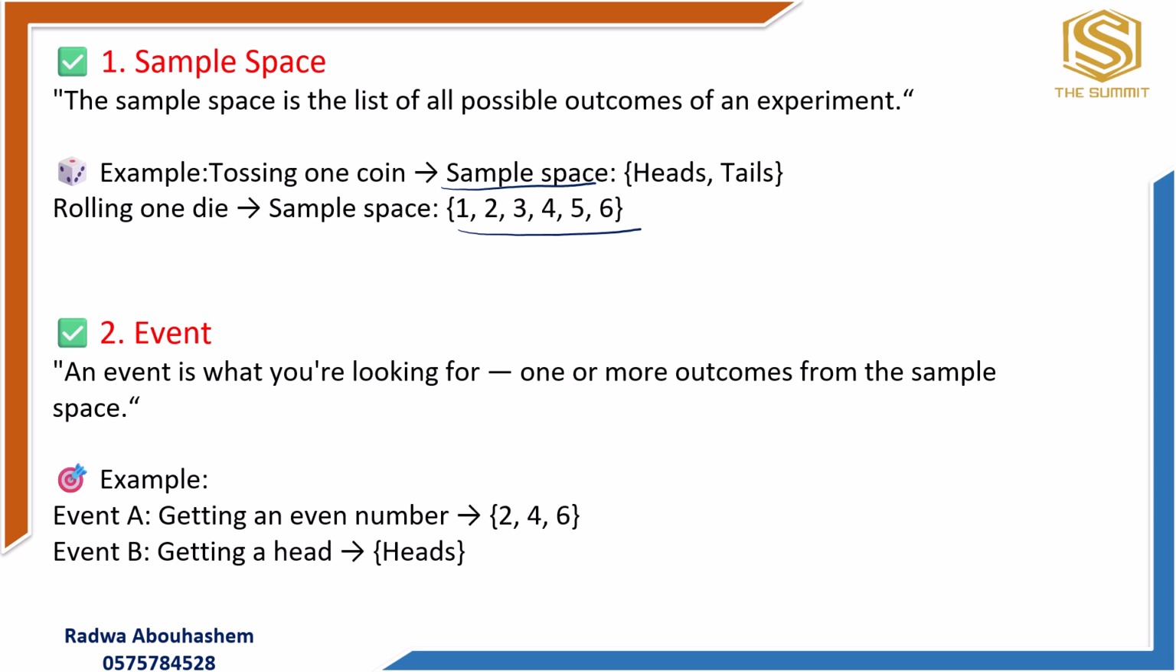The event. An event is what you're looking for. For example, I'm asking you, what is the probability of event A, getting an even number? For a die, how many even numbers do you have? 2, 4, 6, because the die is only from 1 to 6. So 2, 4, and 6 are the events for the even number. What about the odd numbers? They could be 1, 3, and 5. Maybe getting a head when you toss a coin, it's only one event. So the event is part of the sample space.